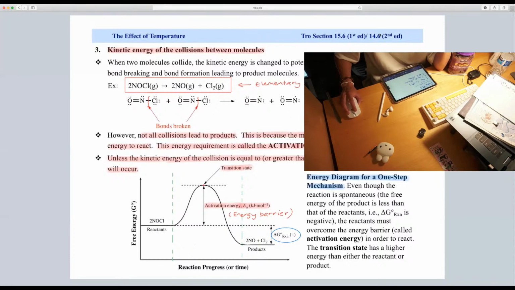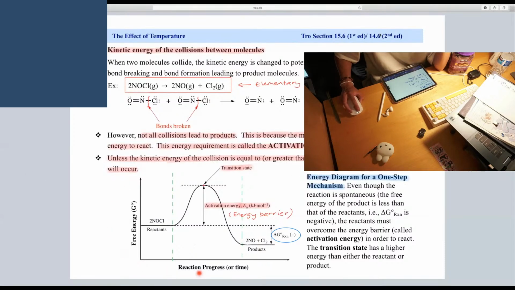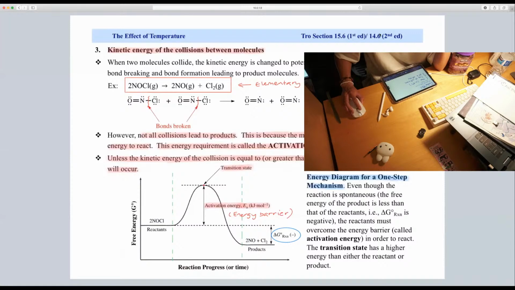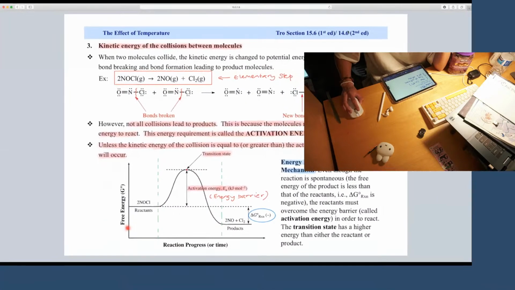Okay? And this minimum energy requirement is called the activation energy. All right? And the activation energy is given the symbol E subscript A. So if we want to understand activation energy, let's take a look at this graph, which is called an energy diagram. And on this energy diagram, the x-axis gives you the progress of the reaction, in other words, in time, and the y-axis gives you the free energy.